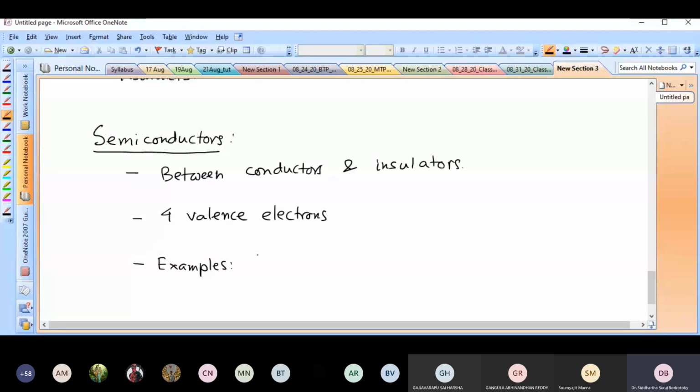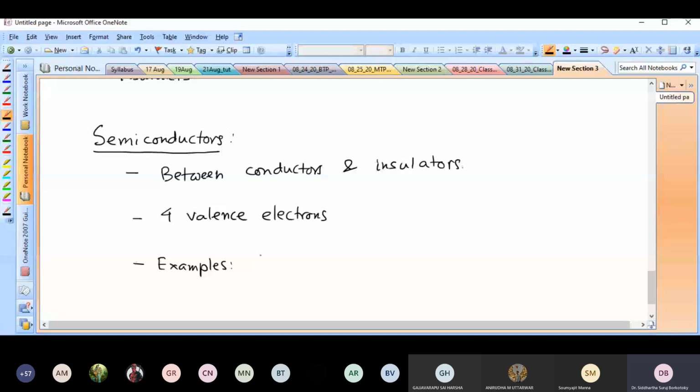The most common example of a semiconductor, can somebody tell what the most common example of a semiconductor is? Germanium. Silicon. Yes, silicon. So silicon and germanium are the most common. These days, silicon is the most common. But initially, in the early days, germanium was the preferred choice for semiconductors until some problems with germanium were discovered. But then silicon took its place.